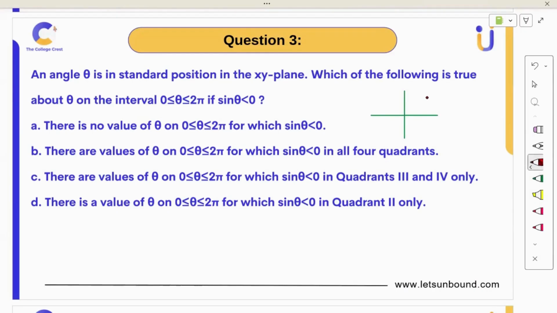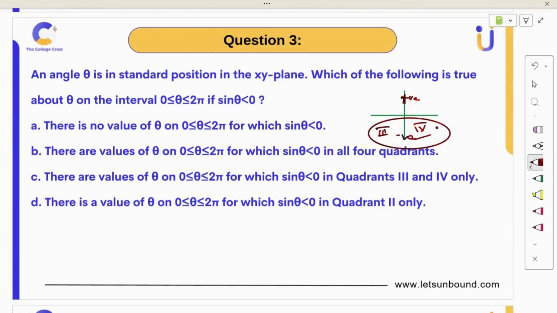Sine theta negative means the y coordinate is sine theta. Correct? The y coordinate will represent sine theta. So where y is negative, y is positive here. This is y positive. This is y negative. So there are two quadrants that will have y negative. What are the quadrants? Third and fourth. So if sine theta is negative, then for sure theta should be in the third quadrant or fourth quadrant.